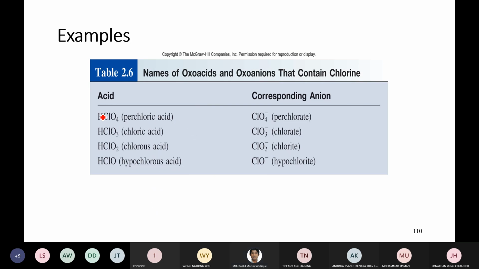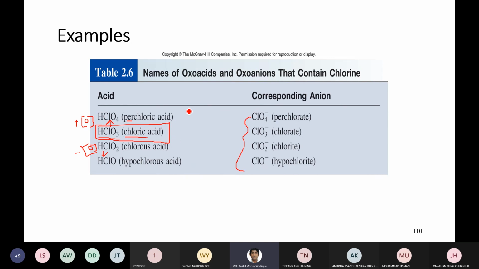So it was chloric acid, HClO3, right? And then we added one oxygen atom to this chloric acid and it becomes perchloric acid. "Per" was added to that. When removing one oxygen from chloric, it becomes chlorous. When we remove one and then remove another one, it results in hypochlorous acid.